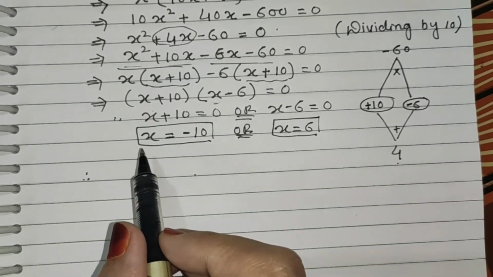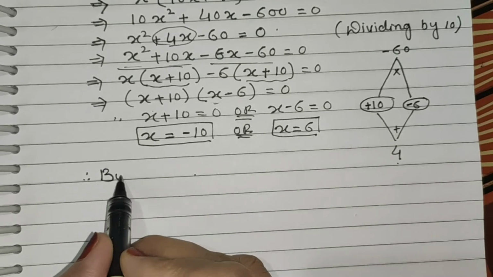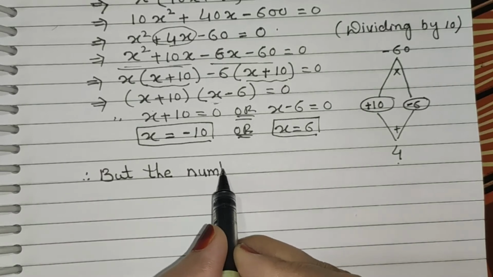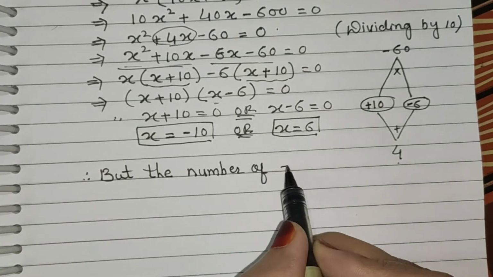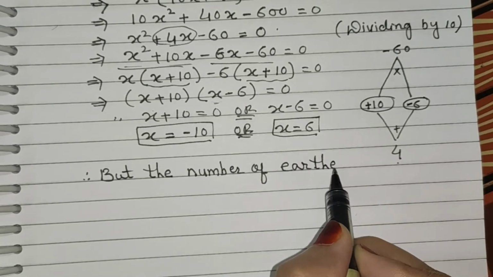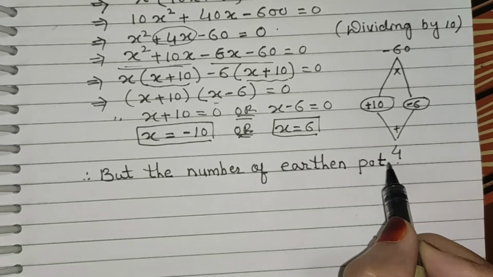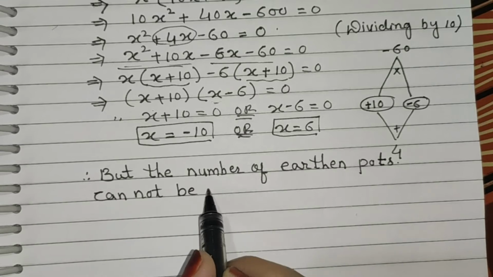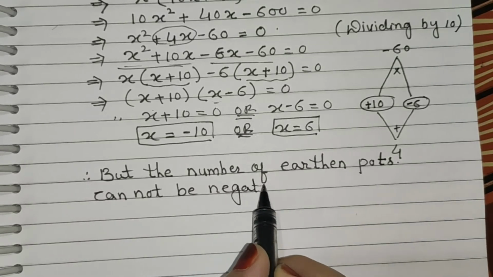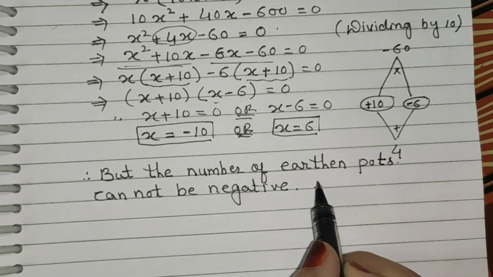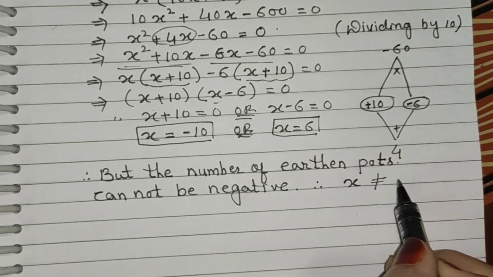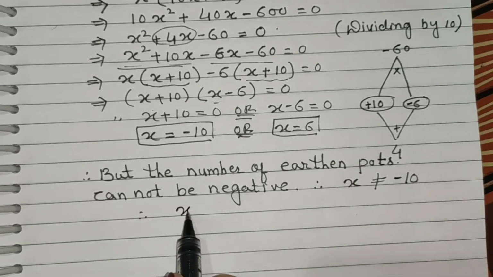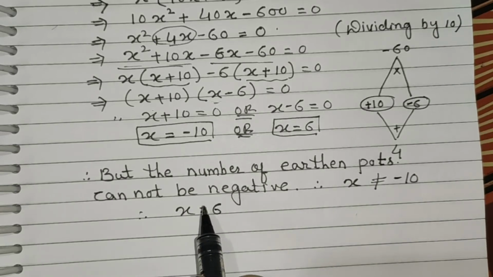But the number of earthen pots cannot be negative. Write down here, but the number of earthen pots cannot be negative. Therefore x is not equal to minus 10. It is unacceptable. Therefore the value of x is equal to 6.